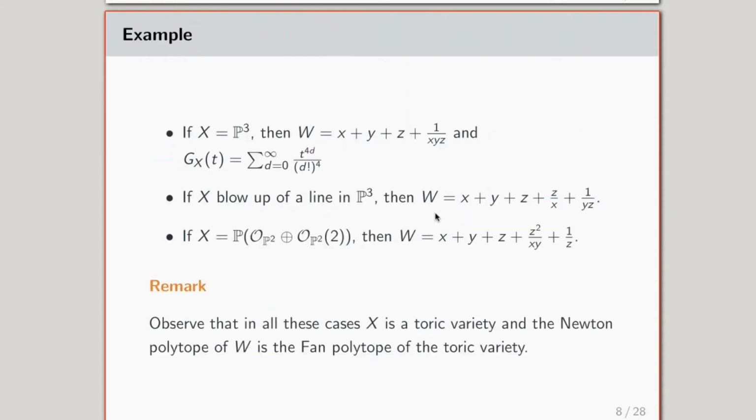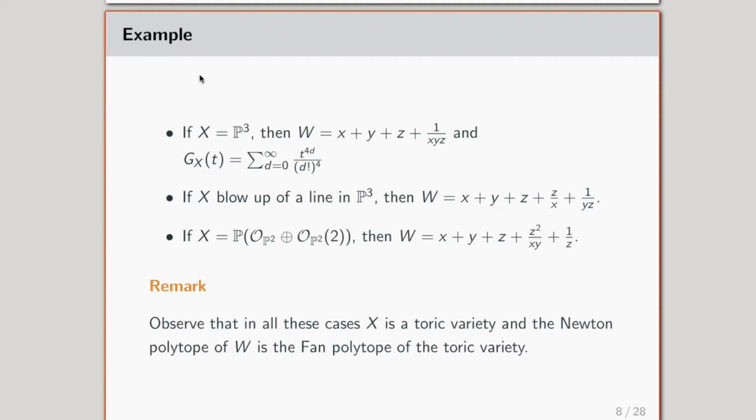So for today, let me do some examples. Again, this I got from the Fano program, for the toric varieties. If you take X equal to P3, then the Landau-Ginzburg potential is just going to be x plus y plus z plus 1 over xyz. And if you take the blow up of a line in P3, then the potential is just that. And then if you take a projective bundle over P2, again all these things are toric.